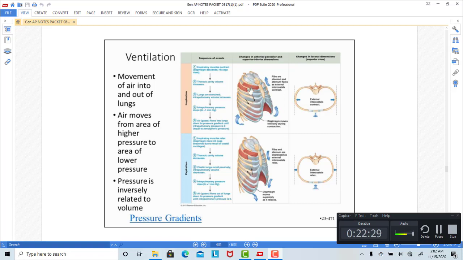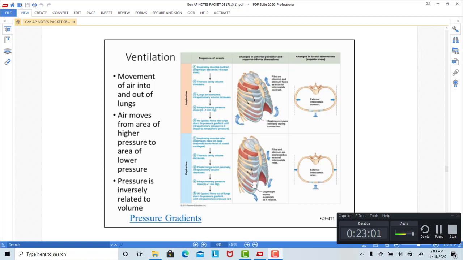The external intercostals move the ribs up and out, and the diaphragm moves down. That is going to increase the volume. It's going to make it bigger inside the chest cavity, which results in a drop in pressure inside the body compared to outside. So there's more pressure outside in the atmosphere, which causes air to flow in to where there's less pressure inside the chest cavity. So that's Boyle's law.